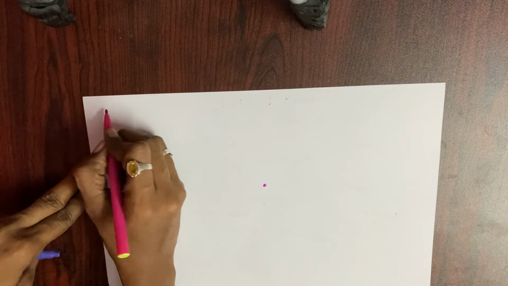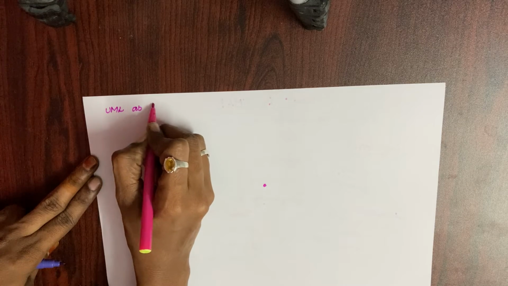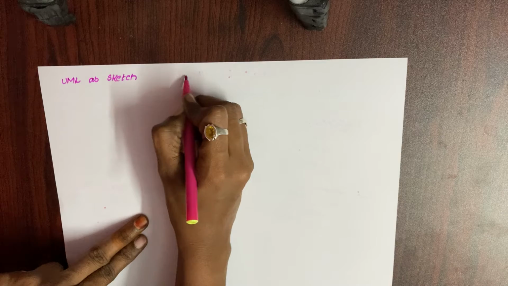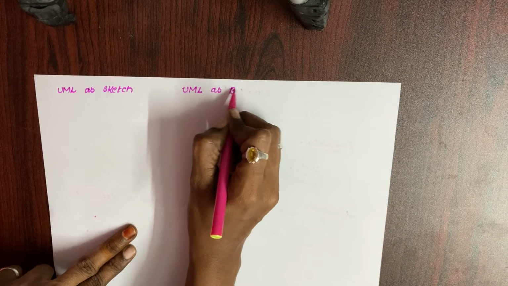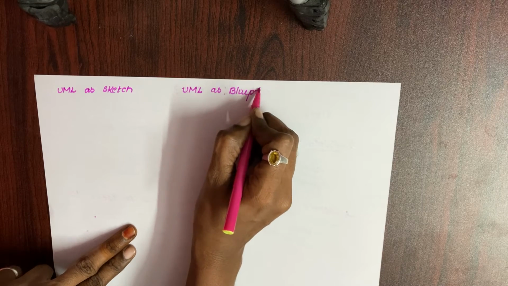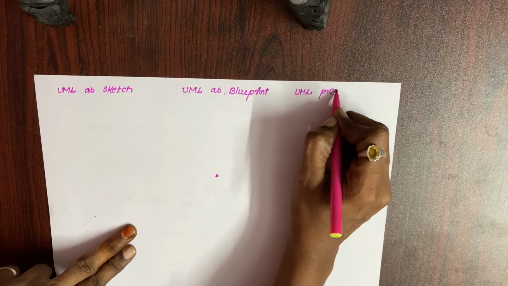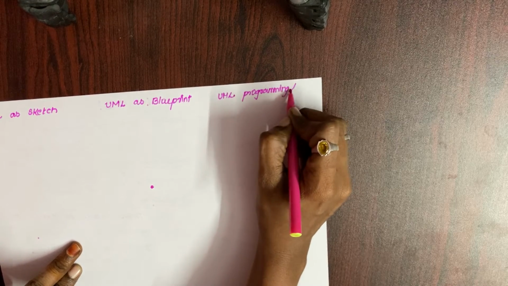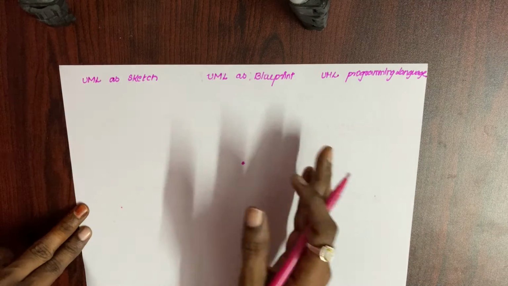First, UML as sketch. Second one is UML as blueprint. And third one, UML as programming language. Okay, let's see one by one.